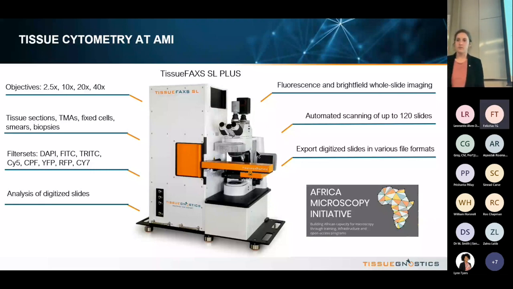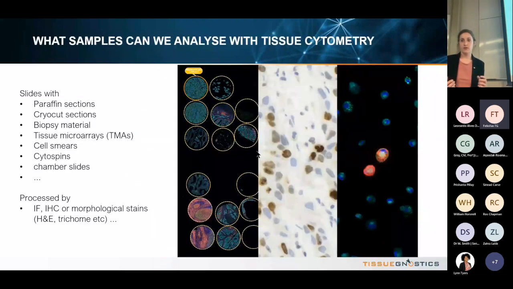So what kind of samples can we scan and analyze with our TissueFax? You can scan slides which have paraffin sections on them, cryo-cut sections, also biopsy materials, and tissue microarrays. For tissue microarrays, since it's usually a lot of regions, you can have up to 100 small tissue sections on one slide. It also has a specialized workflow for that, which makes the scanning of TMAs very easy.